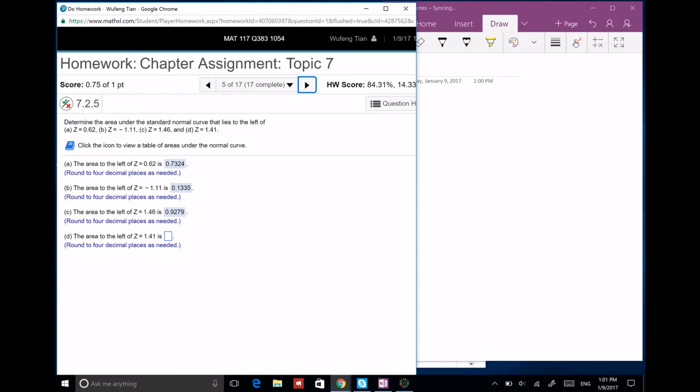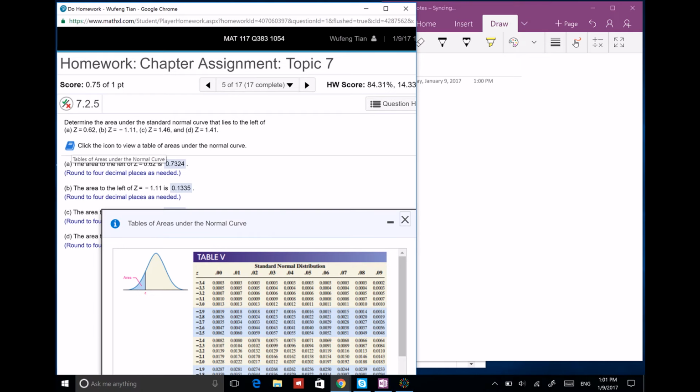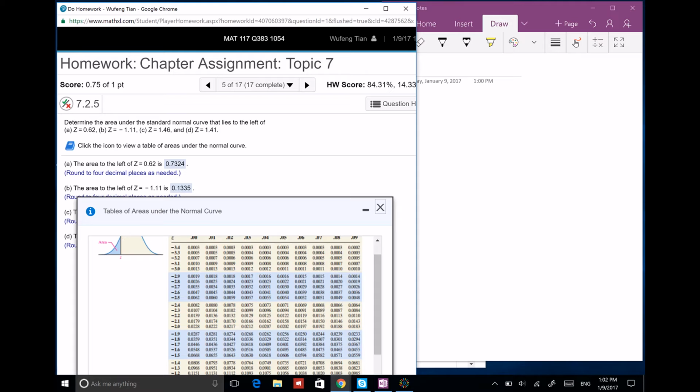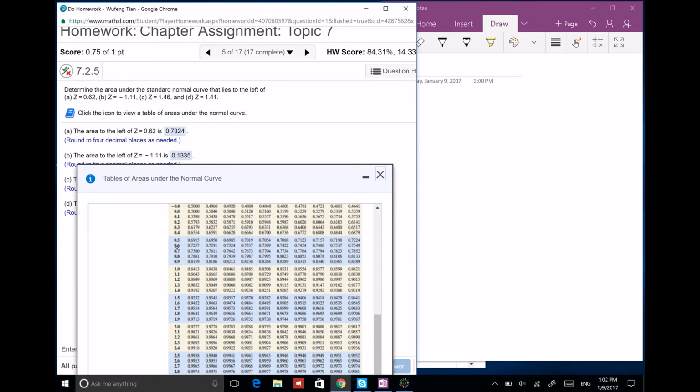Question 5. What you do is you just need to find a number corresponding to it, all to the left. Find the number corresponding to the z-score. For example, the first one, 0.62. For 0.62, you find z 0.61012. So this is 0.62. 0.62 comes to here. This is the first number, 0.7324.